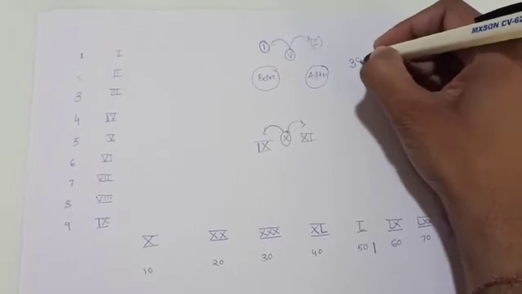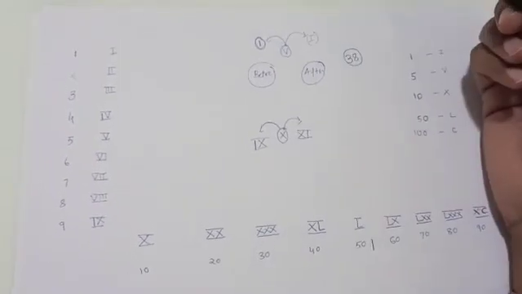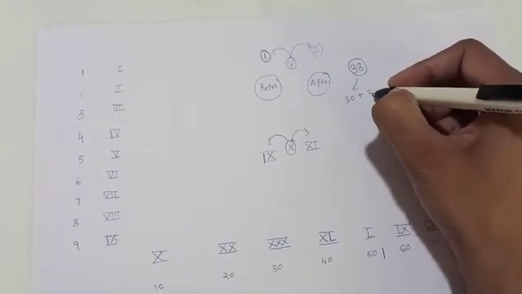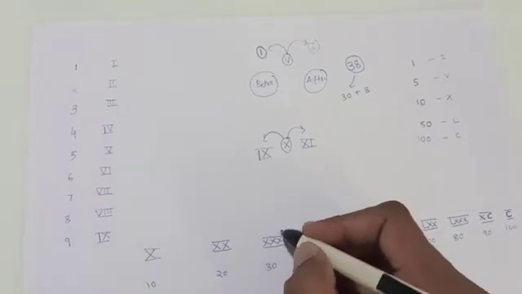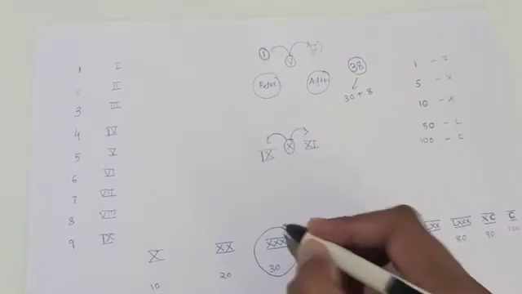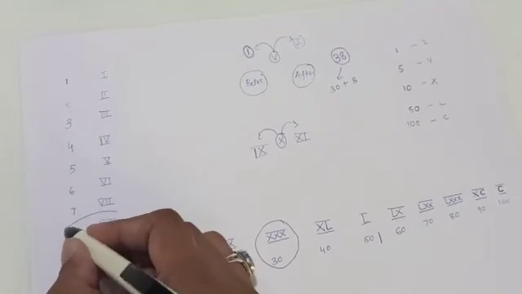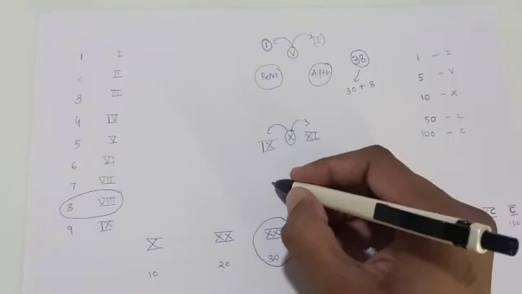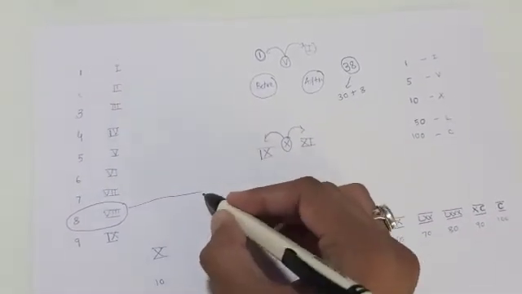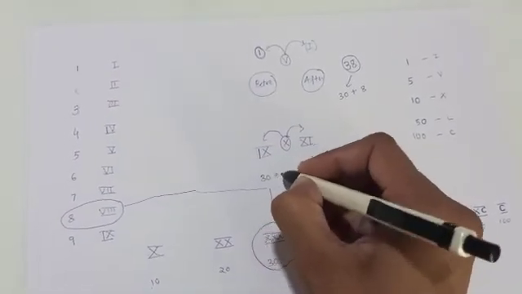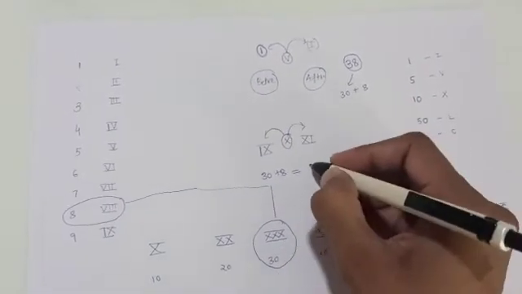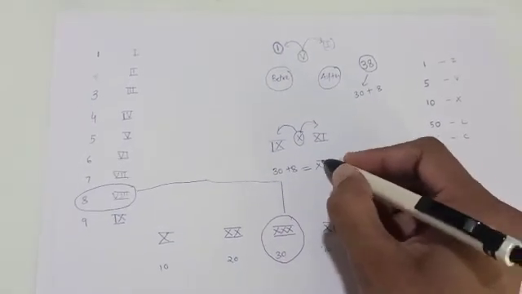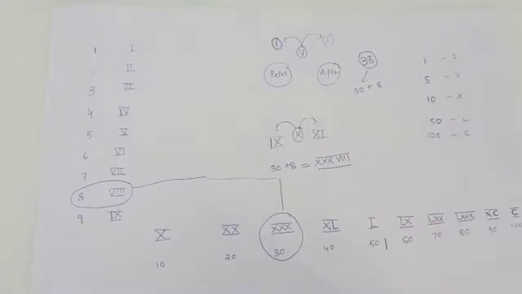Suppose we have to write 38. So we have to add 30 plus 8. For 30 here we have triple X, and for 8 we have VIII. So we can combine this 30 plus 8. 30 plus 8 is equal to, for 30 triple X and for 8 VIII. It is easy. Okay, students.